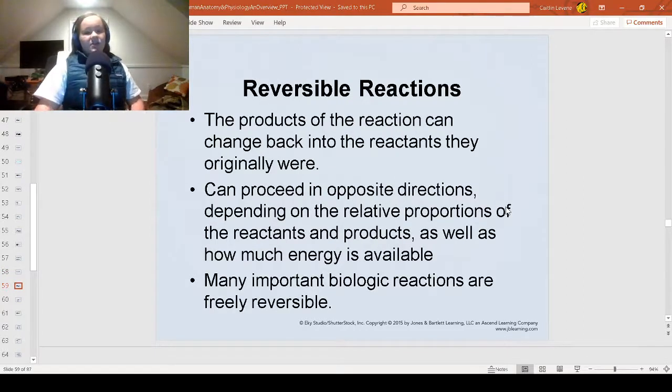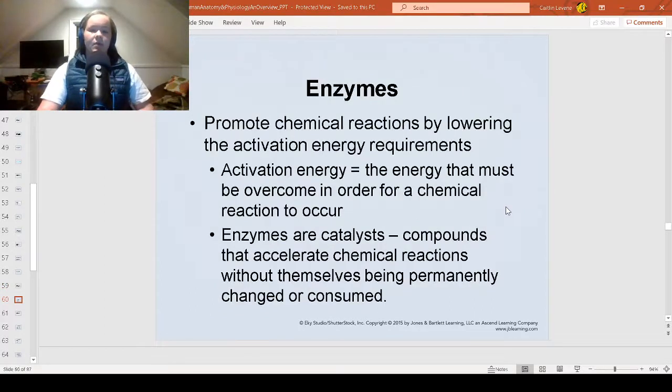Reversible reactions are reactions where the product can change back into the reactants they originally were. They can proceed in opposite directions depending on the relative proportions of reactants and products, as well as how much energy is available. Many important biologic reactions are freely reversible.